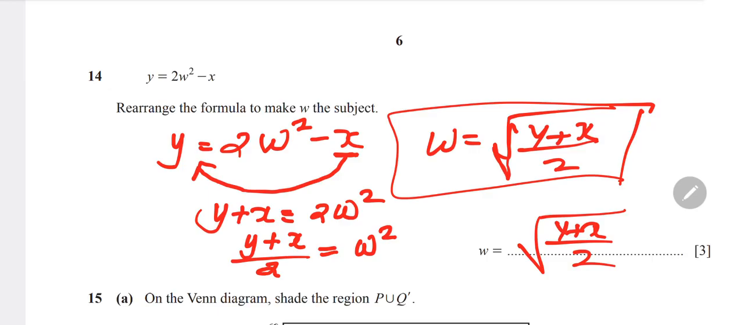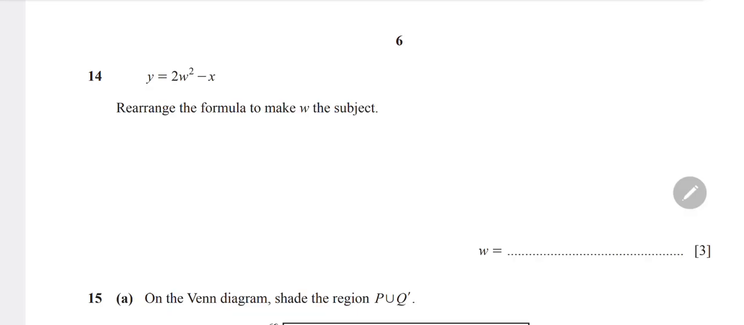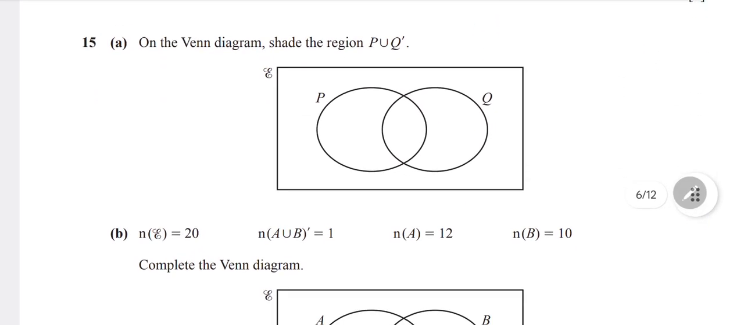Okay, so question number 15 is waiting. In question number 15 we have a Venn diagram and we have some values. Okay, the universal set is given as 20. No issues, write down 20 and A union B dash is what? But A is not given. Okay, I think next question.